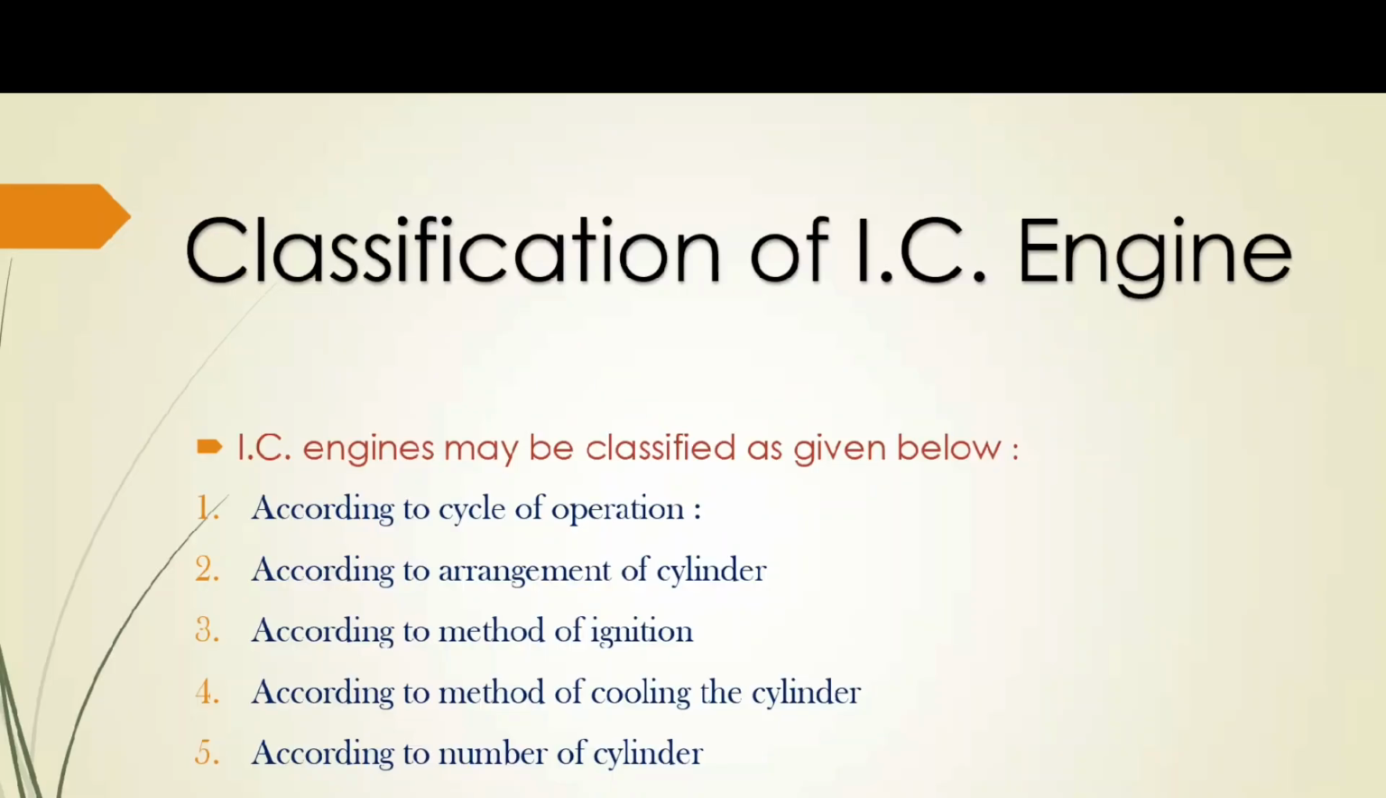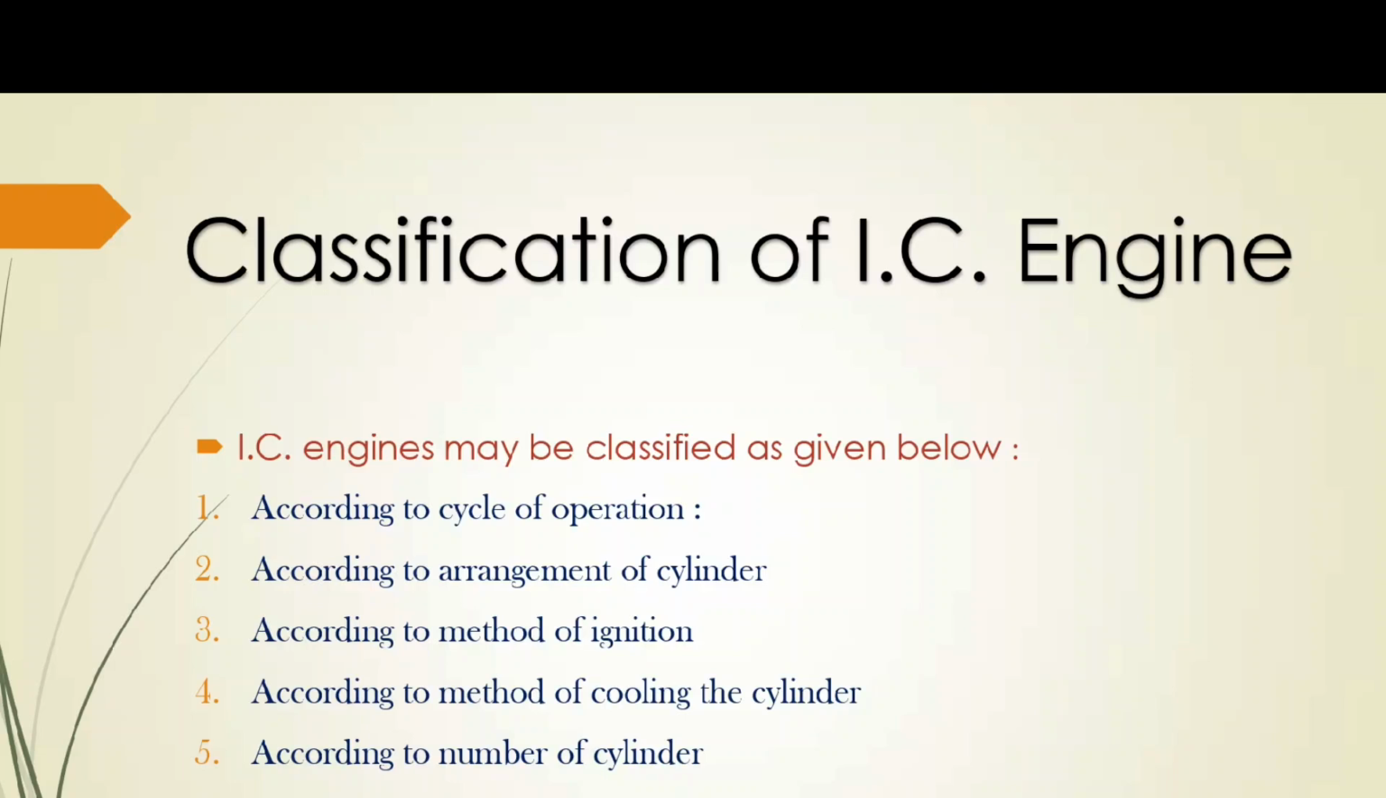This is the classification of IC engine. According to the cycle of operation, IC engines are classified into Otto cycle, diesel cycle and dual cycle engines. Second one, according to the arrangement of cylinders, if the cylinders are arranged vertically in an engine, it is called vertical cylinder engine. If the cylinders are arranged in horizontal direction, it is called horizontal cylinder engine. If the cylinders are placed in V type, it is called V type engine. If the cylinders are placed in opposite directions, it is called opposed cylinder engine.